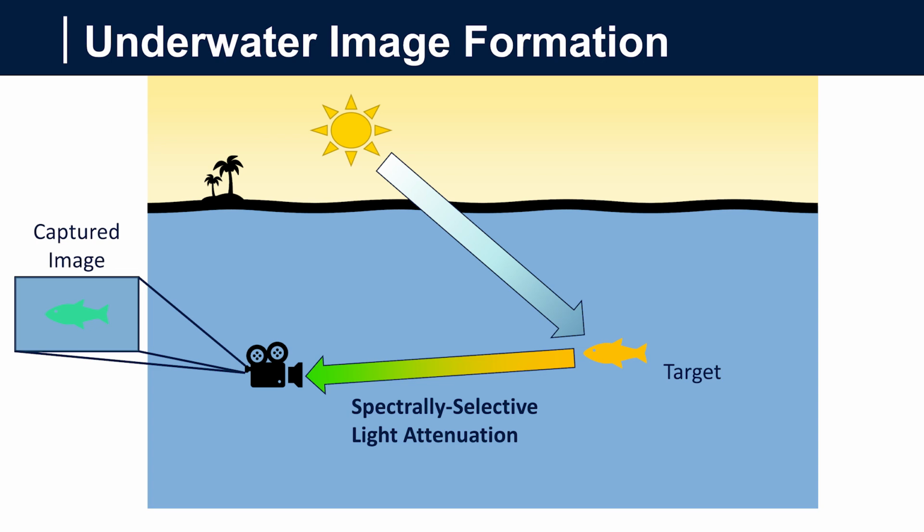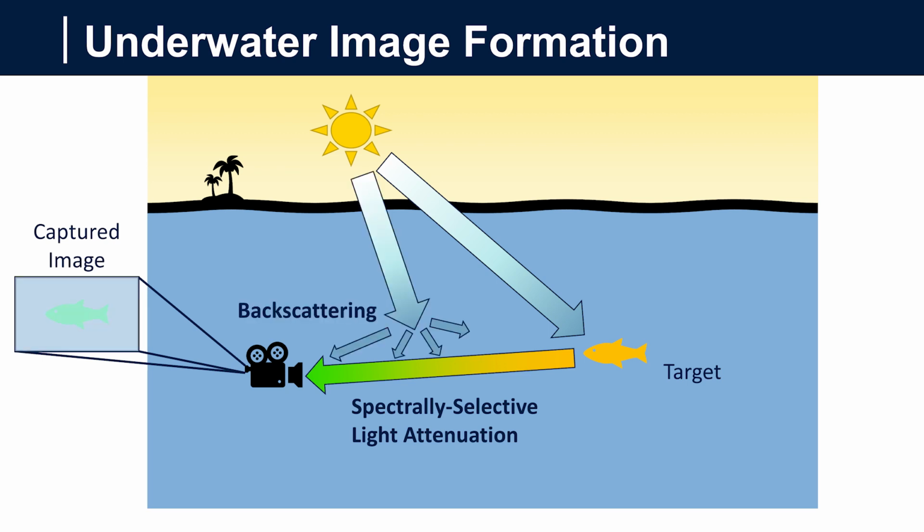This poor image quality is the result of two key phenomena in underwater image formation. The first is spectrally selective light attenuation. As light reflected by a target travels towards the camera's image sensor, its intensity decays due to absorption and scattering. However, these effects attenuate some wavelengths of light much more than others, resulting in the rapid loss of red, orange, and yellow light from underwater imagery.